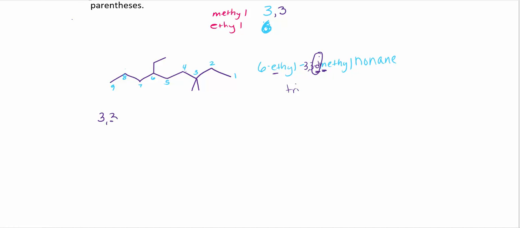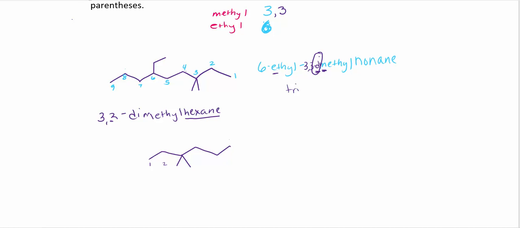So let's try one more. If I have a 3,3 dimethyl hexane. First, start with your root. You have a 6-carbon chain. You have 2 methyl groups, and they both live at carbon 3. 1, 2, 3.